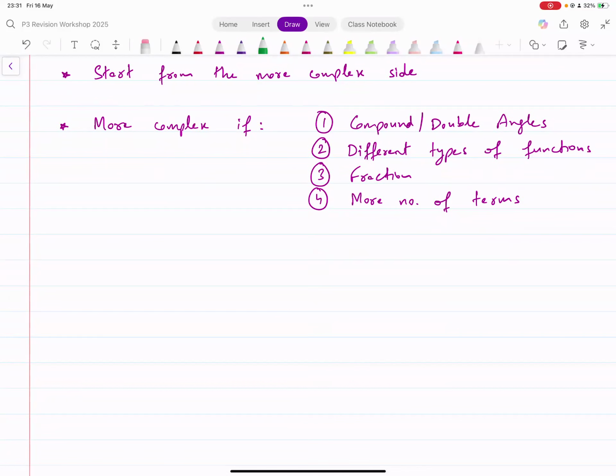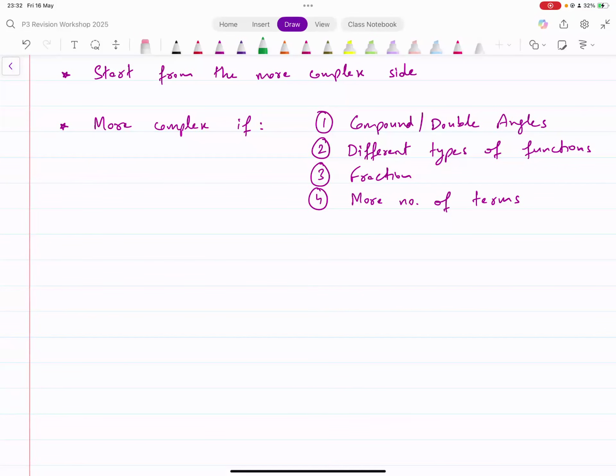The second is different types of functions. If none of the sides has compound or double angles, you start from the side that has more different functions. For example, if one side has sine and cos and the other side only has tan, then you start from the side that has sine and cos, right? And then if one side has a fraction and the other does not, you start from the side that has the fraction, because it's easier to convert a fraction to a non-fraction as compared to the other way around.